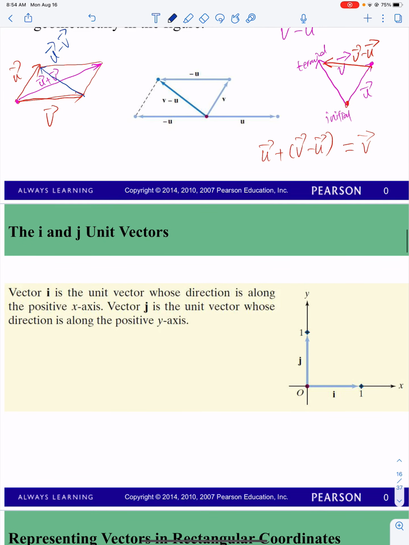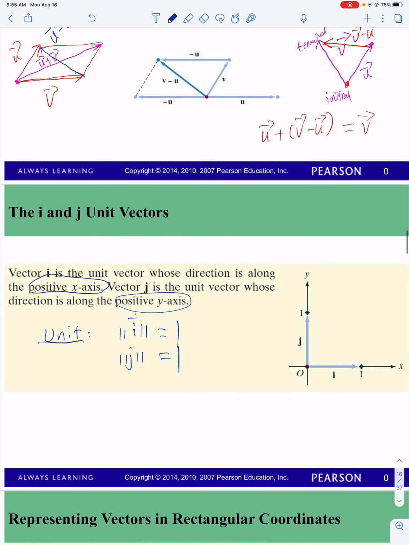Okay. So the next thing we want to introduce are two unit vectors, i and j. What does unit vector mean? The direction of i is on the positive x-axis, and this one is on the positive y-axis. What does unit mean? It means the magnitude of i and the magnitude of j is always equal to 1. So it's like a unit circle. The radius of the circle is 1. So a unit vector is a vector whose magnitude is 1.